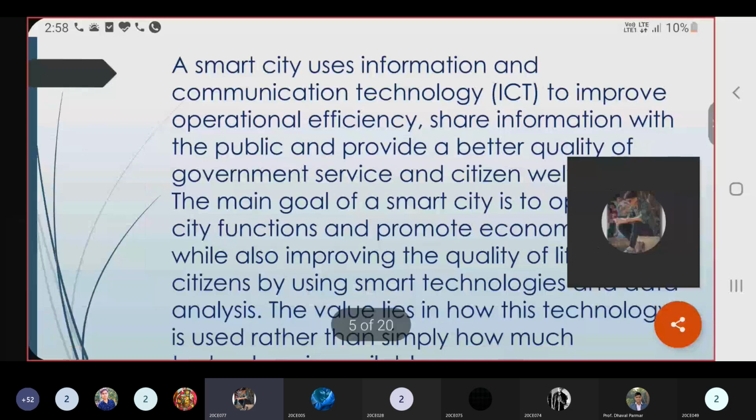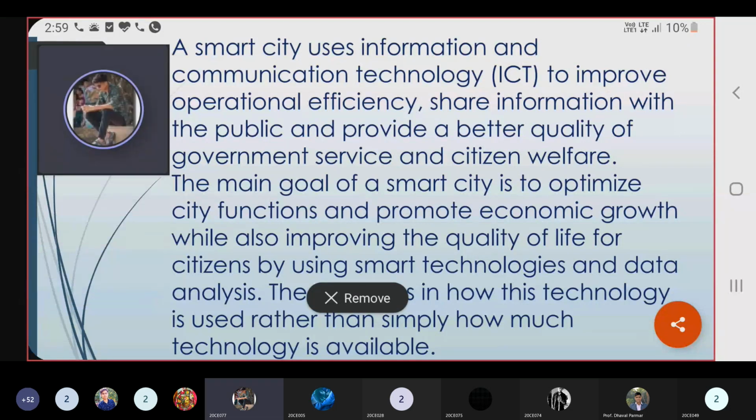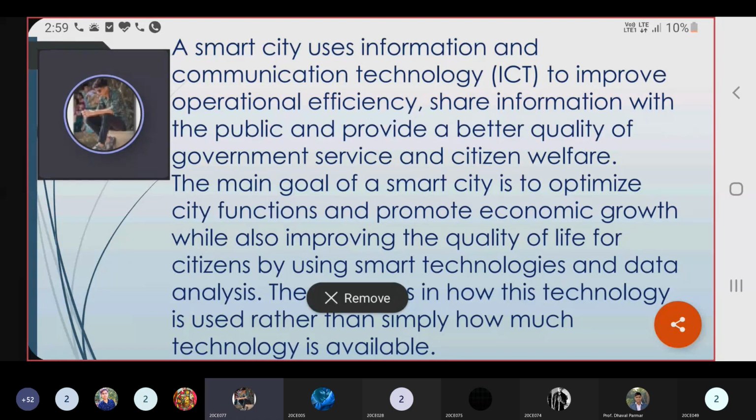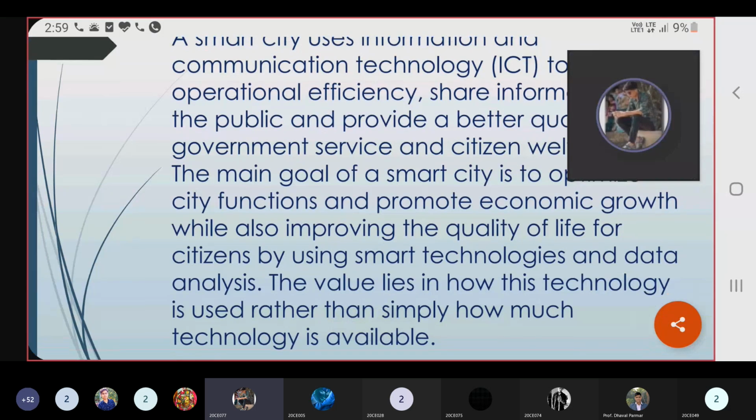A smart city uses information and communication technology (ICT) to improve operational efficiency, share information with the public, and provide a better quality of government service and citizen welfare. The main goal of a smart city is to optimize city functions and promote economic growth while also improving the quality of life for citizens by using the technologies and the data analysis. The value lies in how its technology is used rather than simply how much technology is available.